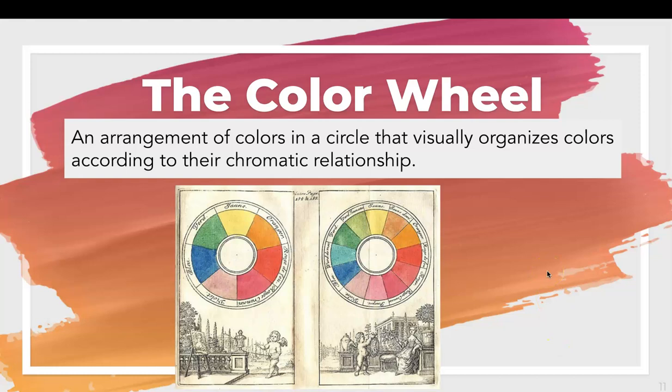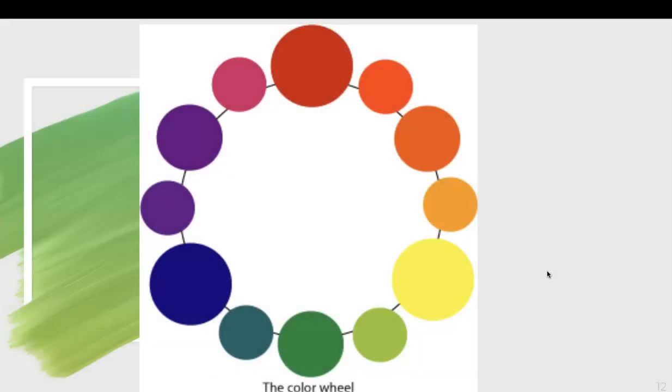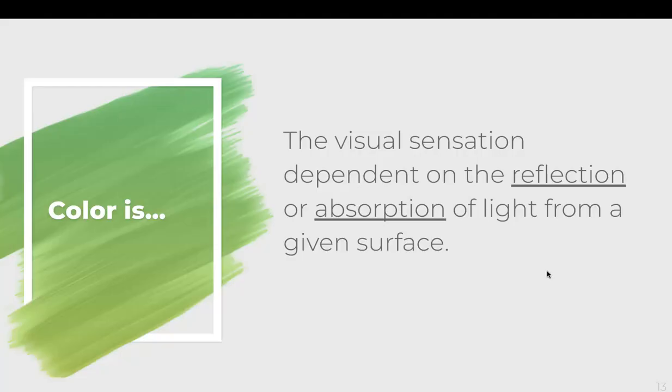So what is a color wheel? The color wheel is an arrangement of colors in a circle that visually organizes colors according to their chromatic relationship. So what is color though? This is our definition for color. It's the visual sensation dependent on the reflection or absorption of light from a given source.